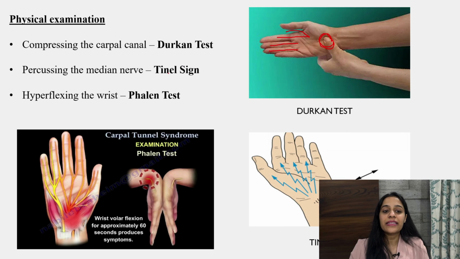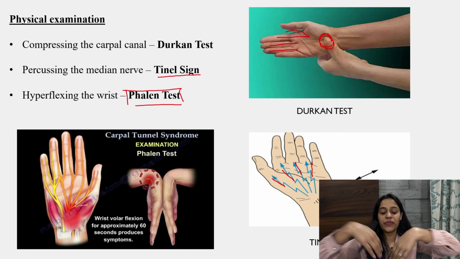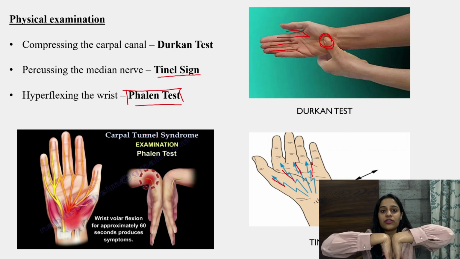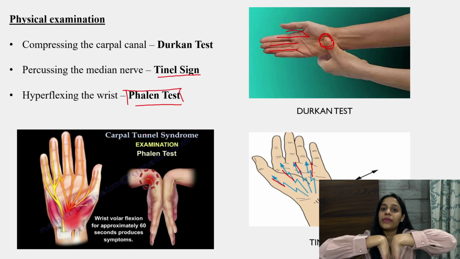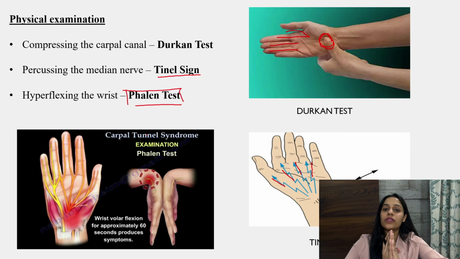Second is Tinel's sign. In Tinel's sign, you percuss over the root of the median nerve. So you percuss over the carpal tunnel and the patient will complain of some kind of current going through the distribution of the median nerve. And one very important test which you need to remember is Phalen's test. Phalen's test is hyperflexion of the wrist. It compresses the carpal tunnel and the patient will complain of pain. This is Phalen's test, and the Namaste sign is the reverse Phalen's test.